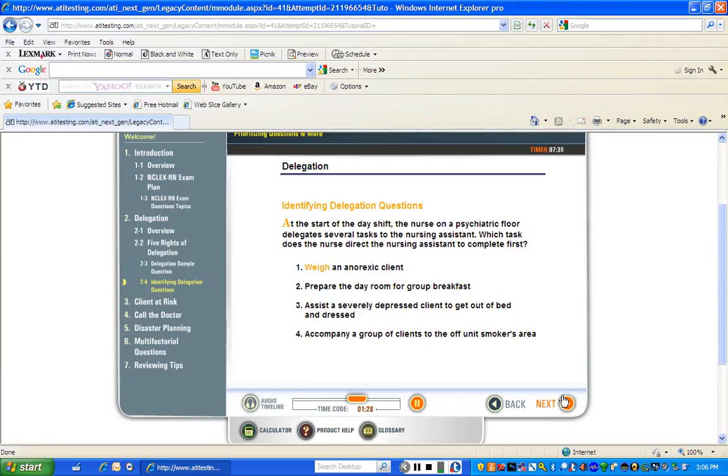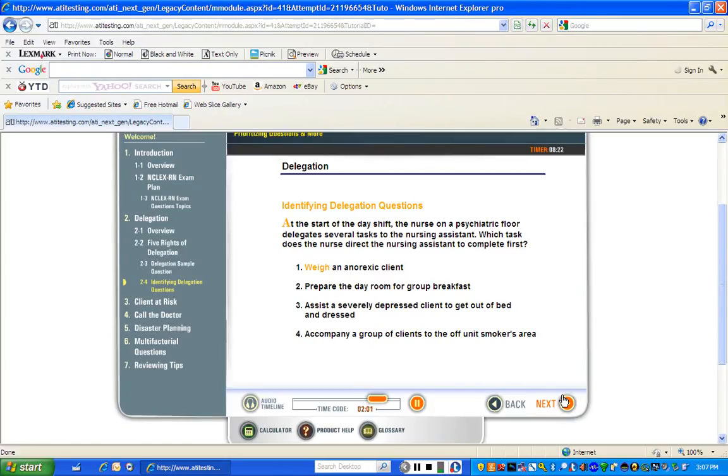Let's look at option 4. Accompany a group of clients to the off-unit smokers area. As we know, addiction to nicotine represents a physiological need for clients who are smokers. Albeit a poor health choice, it is still a legal addiction. Smokers will take smoke breaks together as part of the socialization experience of the therapeutic milieu and often require a morning cigarette before breakfast, so escorting these clients is appropriate. But this task is likely to take several minutes. Is there a specific, quicker task that must be done early in the morning before a particular client can eat?